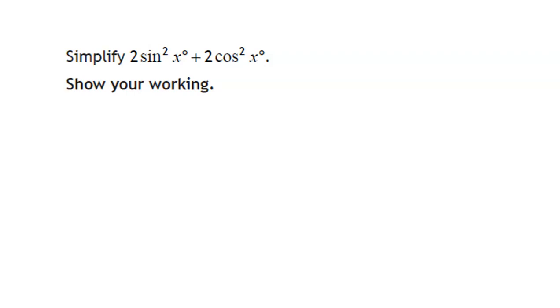So this question here is all about simplifying using trig identities. Now when we're at National 5, there's two big trig identities that we need to know and that we're going to be working with throughout. One of them is that tan x is equal to sine x over cos x. And the second one is that cos squared x plus sine squared x is equal to 1.